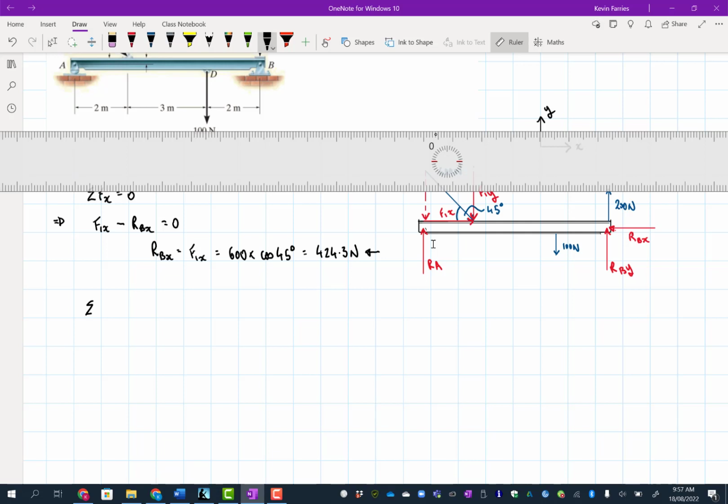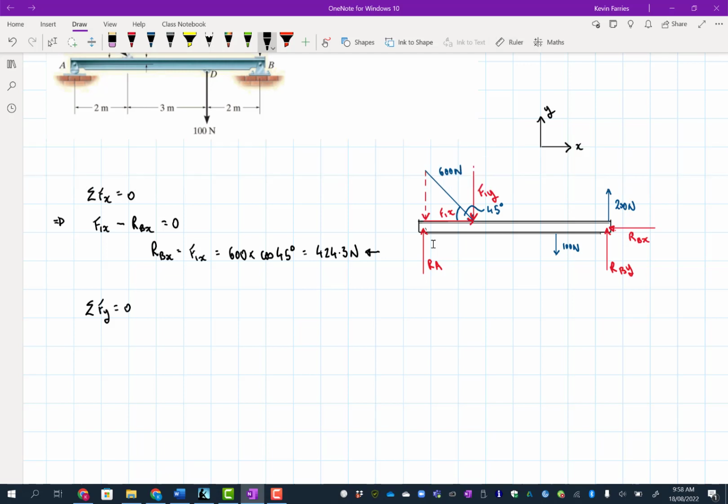Okay, now we can also take the sum of the y components must also be equal to 0. So what have we got there? Let's not try and miss any. So we know that RA plus, because it's going in the positive direction, RA plus, we should really have called that RAY.